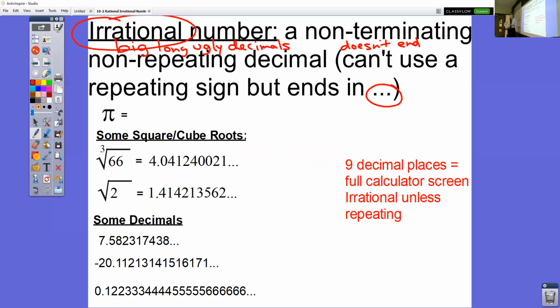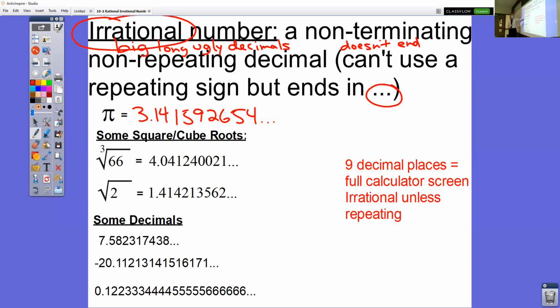There is a pi button on your calculator. When you hit that pi button on the calculator, it says that it is 3.141592654 ... Pi keeps on going on forever and ever and ever. It's been calculated to trillions of places. It never stops. It never ends. It doesn't repeat. Notice that I can't use a repeating sign anywhere here. There is no repeating pattern in this number. Therefore, it is irrational. It's that big, long, ugly decimal.